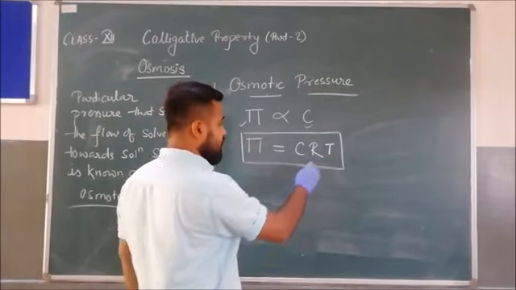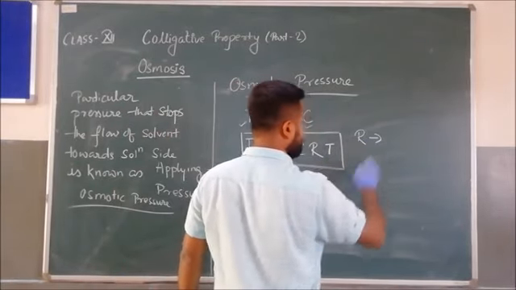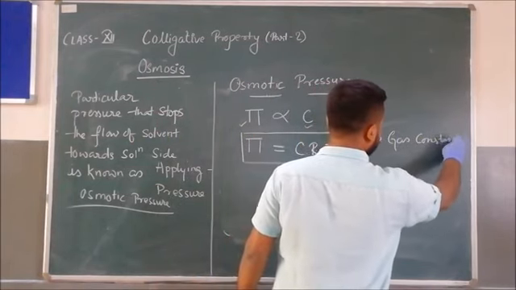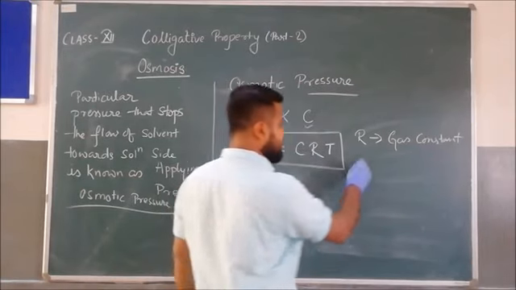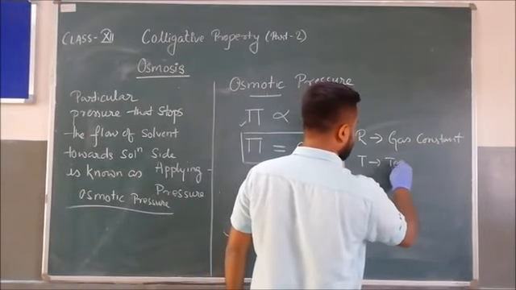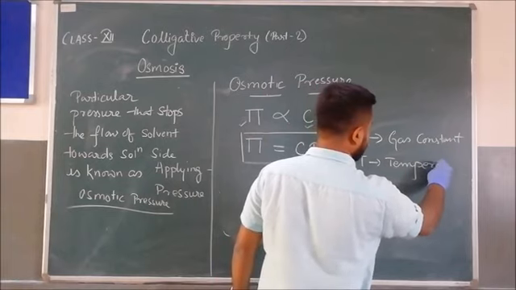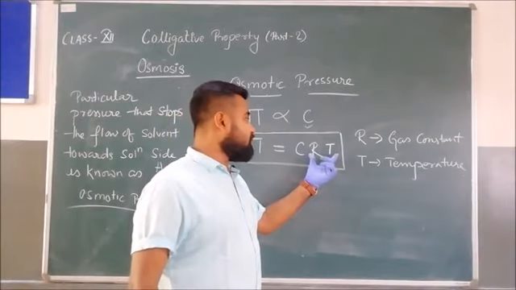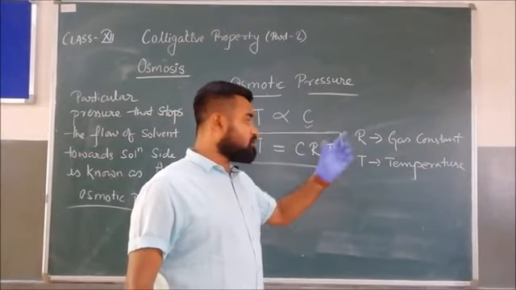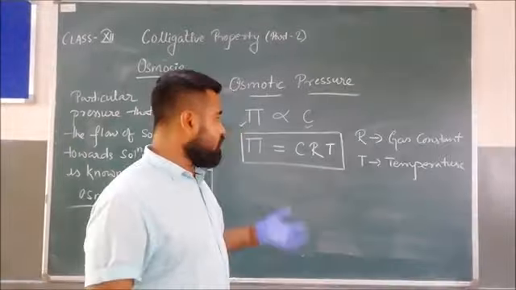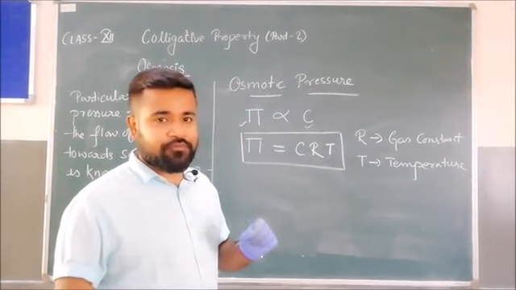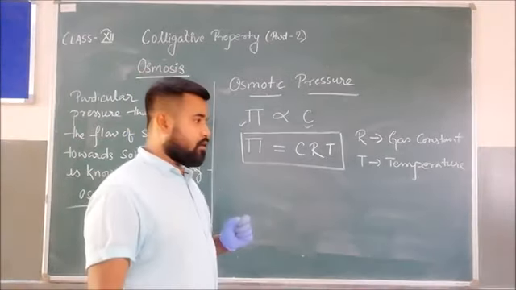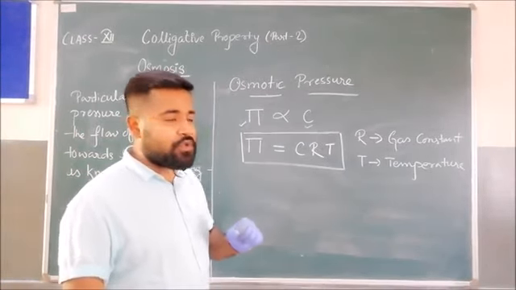What is R here? R is the gas constant. T is the temperature. So these two are the constant terms. The gas constant we know is 8.314 or 0.082, which is the value of R according to SI unit or CGS unit.